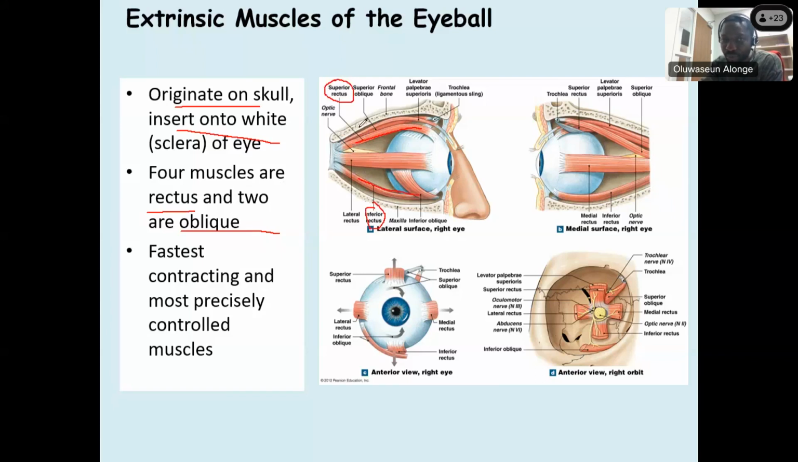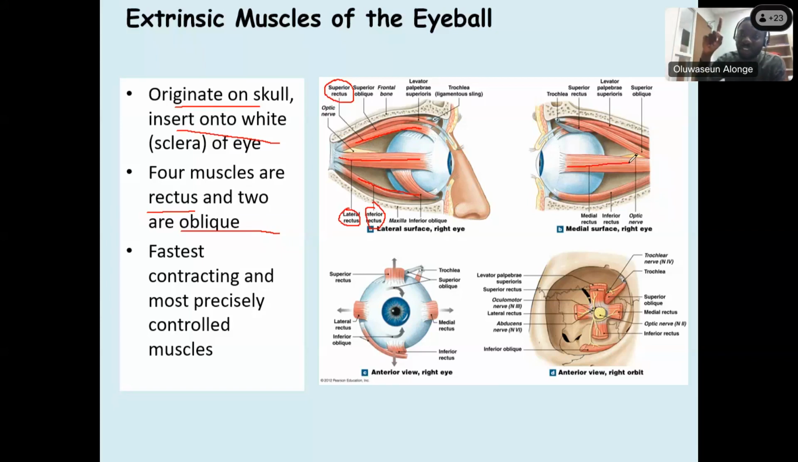Now, we have another rectus that is lateral, meaning it is on the lateral side. That means we are also going to have a medial one, which is going to be somewhere inside on the other side, and that's what you are seeing here. This is a lateral view, this is a medial view. So this is the medial rectus. So that's all the rectus.